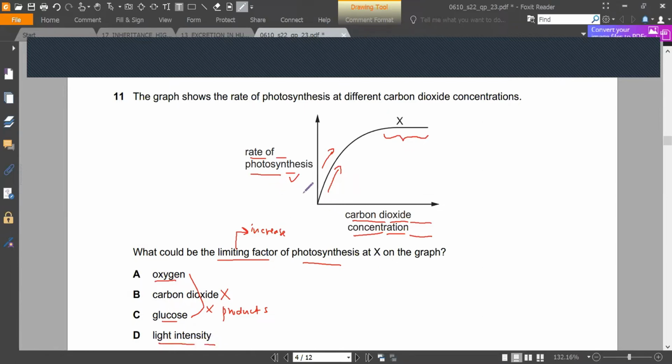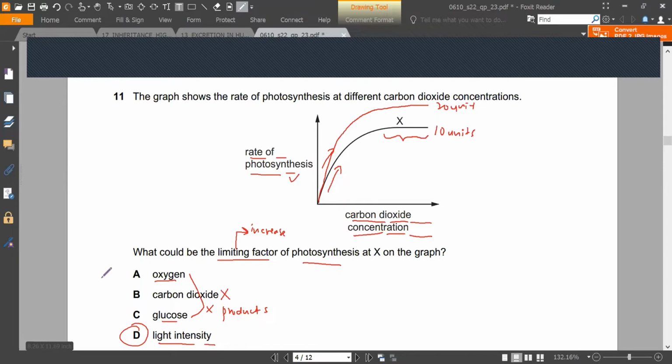For example, let's say we have a light intensity of maybe 10 units. Let's say we increase the light intensity to 20 units. We expect the rate of photosynthesis will be increasing. So the light intensity is the limiting factor in this case.